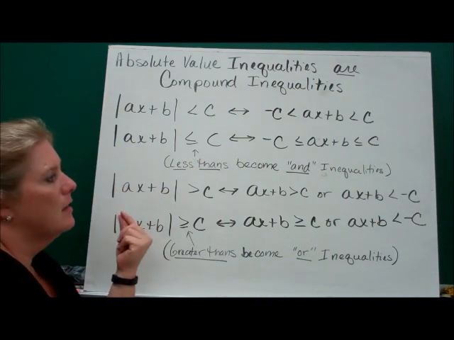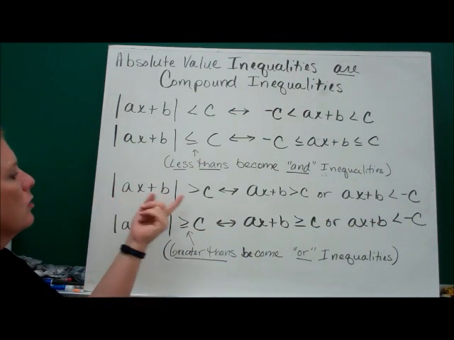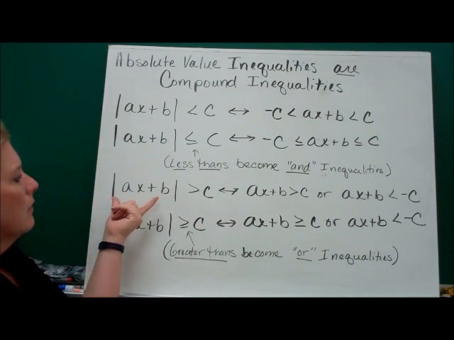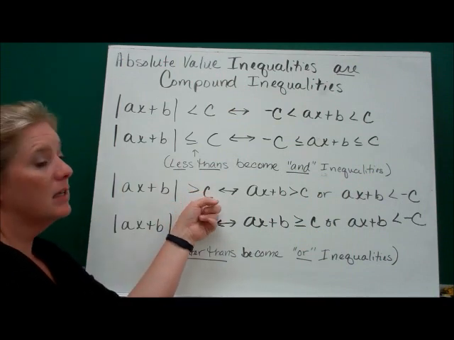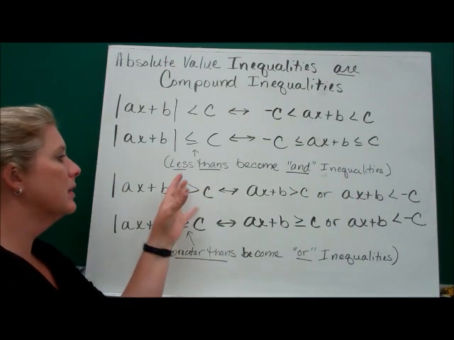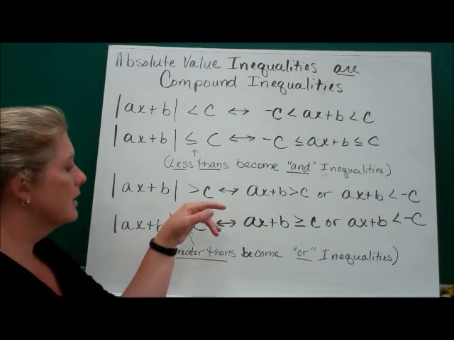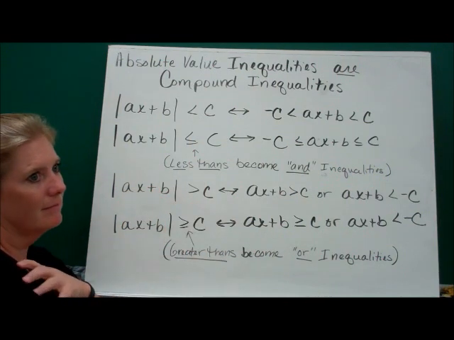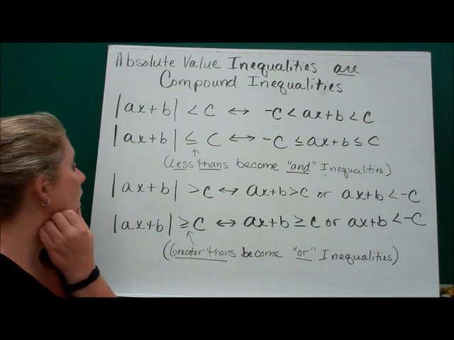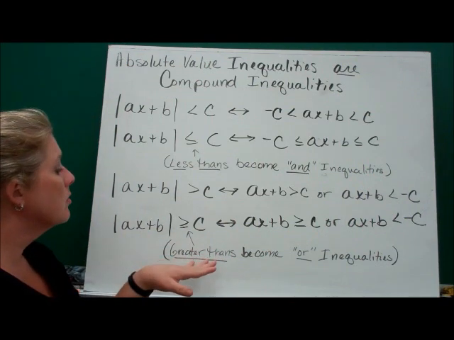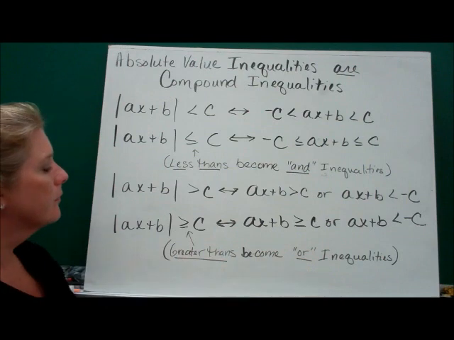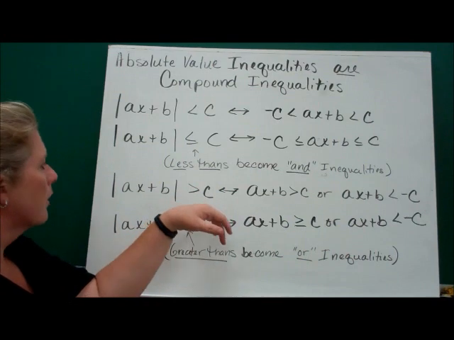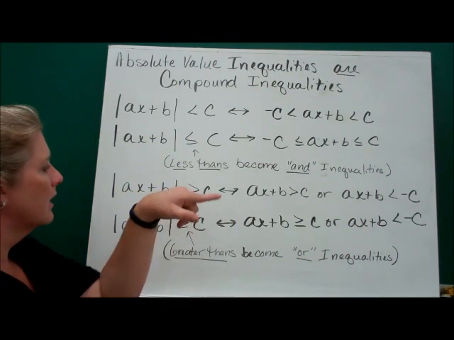If you think about what kind of numbers will give you an absolute value greater than this, then this must be either greater than c, as it is, or it must be less than the negative of that. Because any number less than the negative of that is going to have an absolute value that's greater than that. I know it's kind of confusing, but I try to make it easy. If you just remember that greater thans become an or, and it's either going to be written as ax plus b is greater than c, or ax plus b is less than the negative of that.